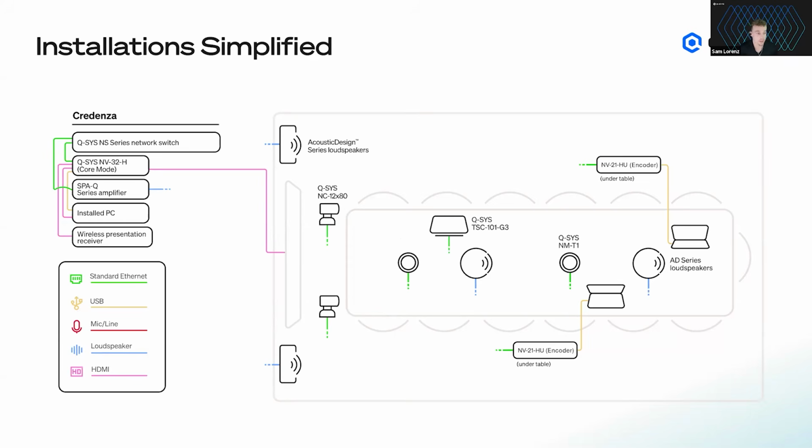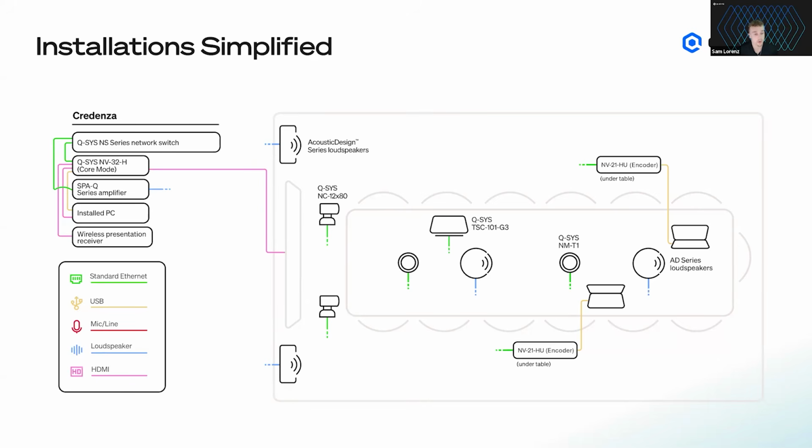In the rack you can use one of our switches. You have an NV32 in core mode, also with that streaming license as a decoder for that display. You have one of our SPA Q amps, which is a smaller series of our networked amplifiers where you're able to send any audio within the Q-SYS system to the amplifier over the network and not having to physically send it there into the amp. Let's say you have a rack PC, and then you also have a wireless presentation receiver behind the display.